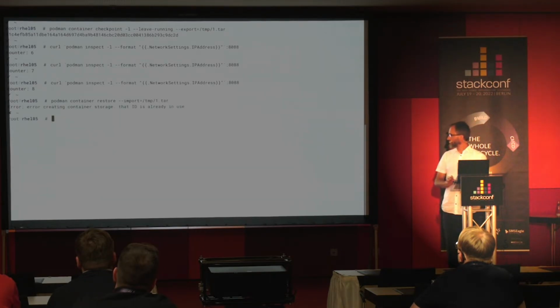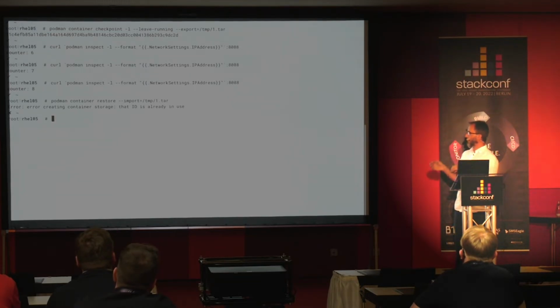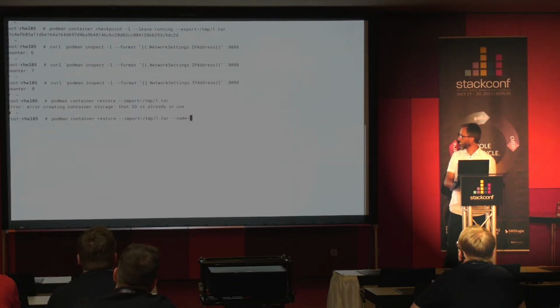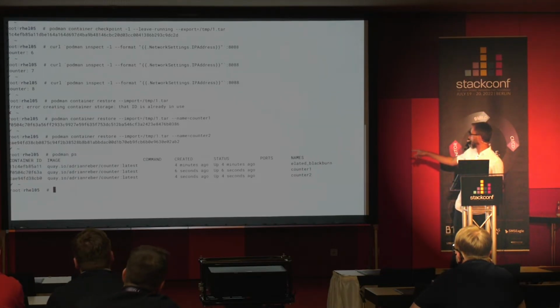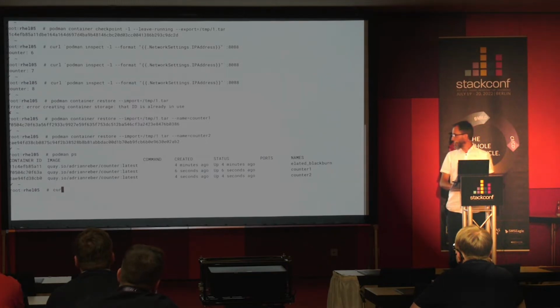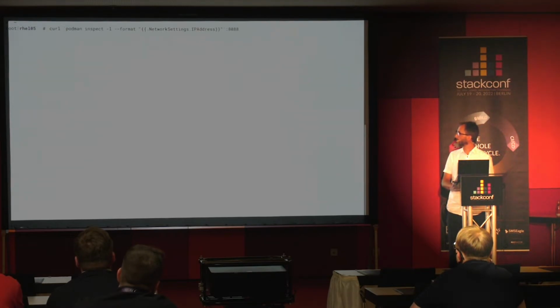And this will fail now, because by default, podman will try to recreate a container with the same ID and the same name. So I'll just tell podman, yeah, I know, use another name. I say counter 1. And I say counter 2, so I have 2 copies now running of it. So this is the original, counter 1, counter 2. And now I can just talk to all those containers. And I forgot now which one should be which, but let's see.